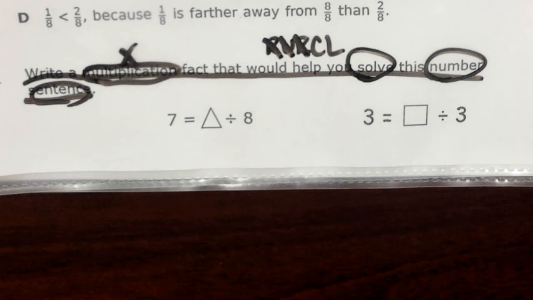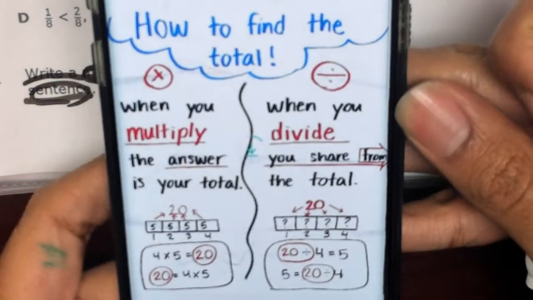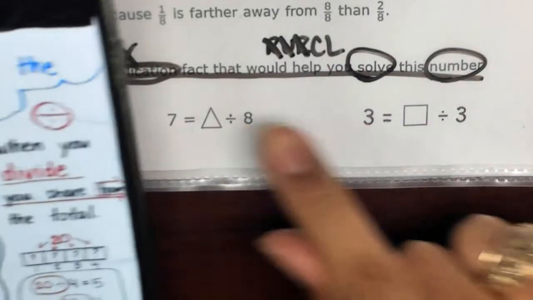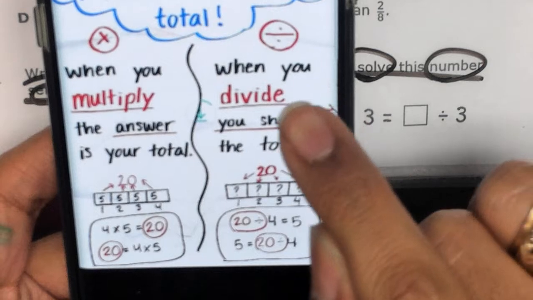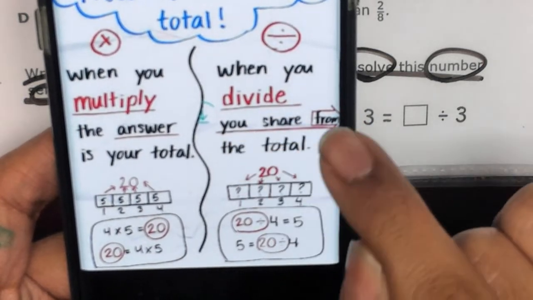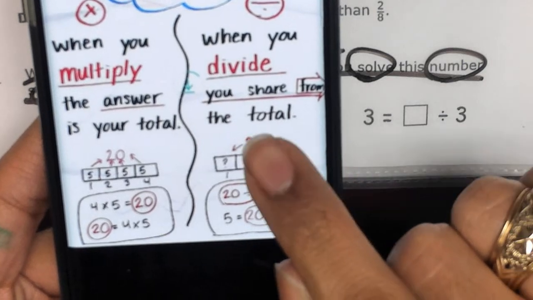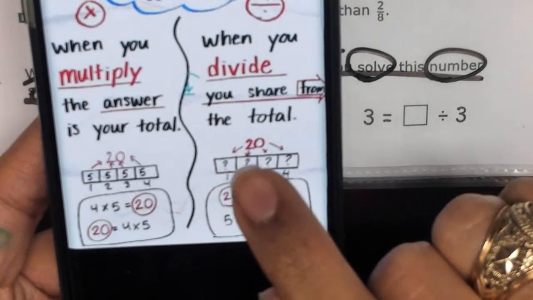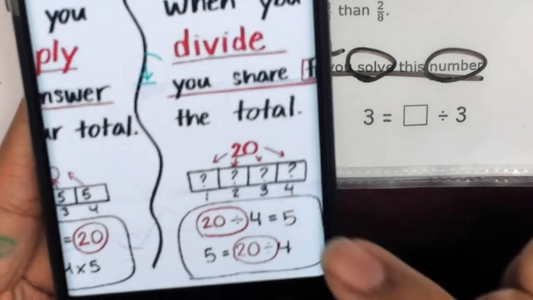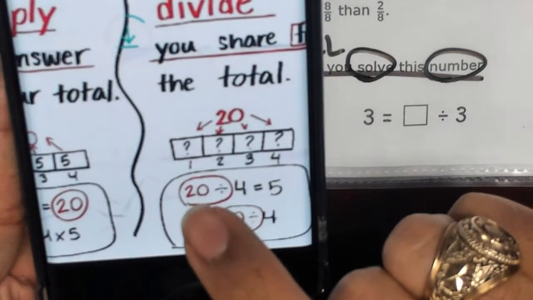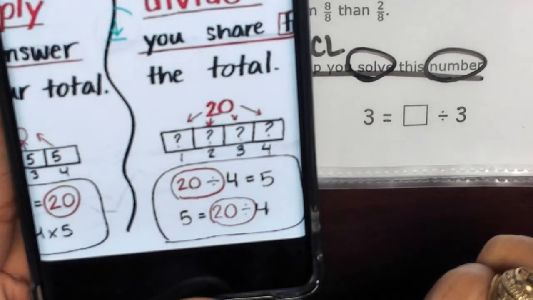So let's look at our how to find the total anchor chart that we made a while back. Since we are focusing on division number sentences, we're going to look at the division side. It says when you divide, you share from the total. Like the total here is 20, and we're sharing from that total to figure out how many we have in each group. So if we look at these example number sentences down here, that total is right in front of the division symbol, and that's why I circled it.